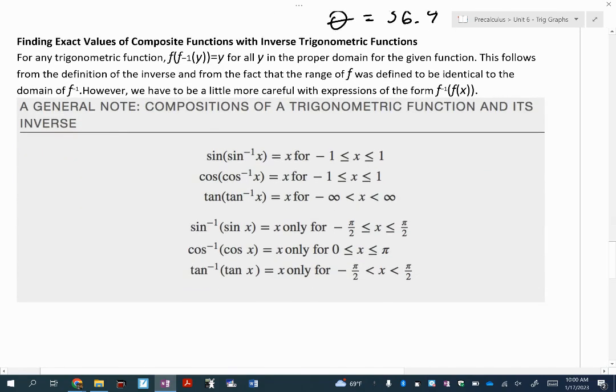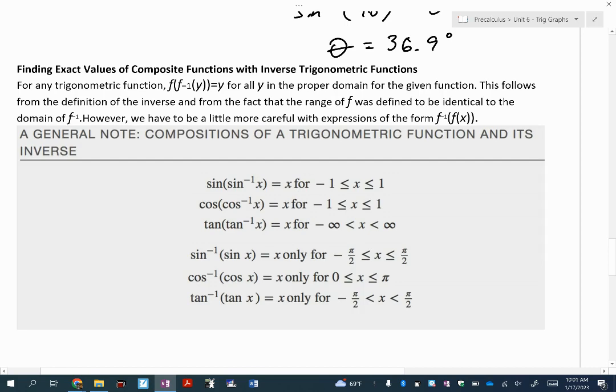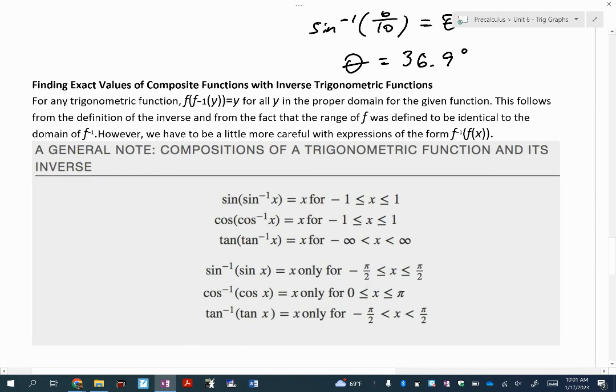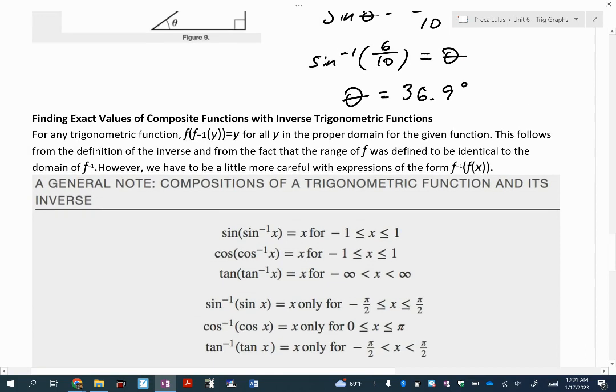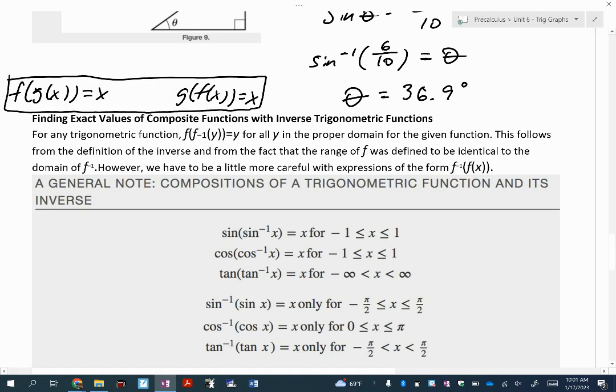Okay, so now some composition. I know it's been a while since we've done composition, but the idea here is that if you compose inverses, you will get x. If you remember your days in Algebra 2 when you did f of g of x equals x, and then g of f of x equals x. If you found this to be true, then f of x and g of x were inverses of each other.